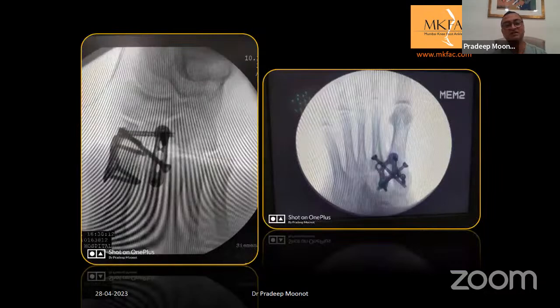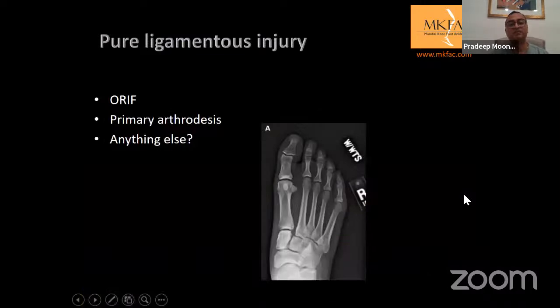And these are just a few cases showing how differently they have been fixed. Again, a dorsal bridge plate and a medial bridge plate and a Lisfranc screw. Okay, so coming to the last point, pure ligamentous injury, and this has always been a debate. Do you do an open reduction internal fixation, do a primary arthrodesis, or something else?